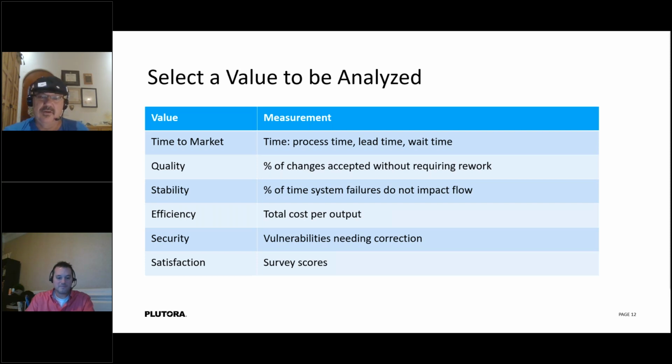It's not good enough just to identify a value. You also have to agree on how you're going to measure it. That's important for the analysis in these value stream maps.